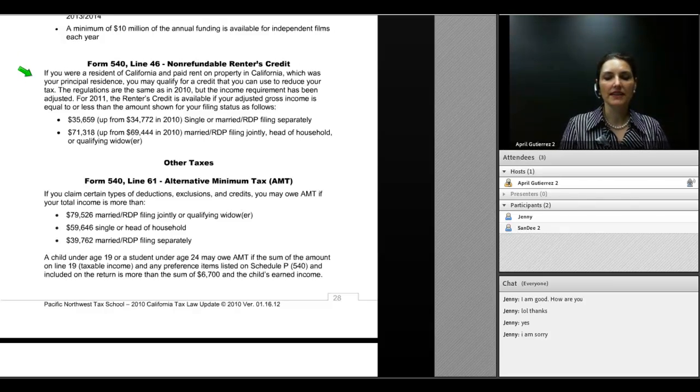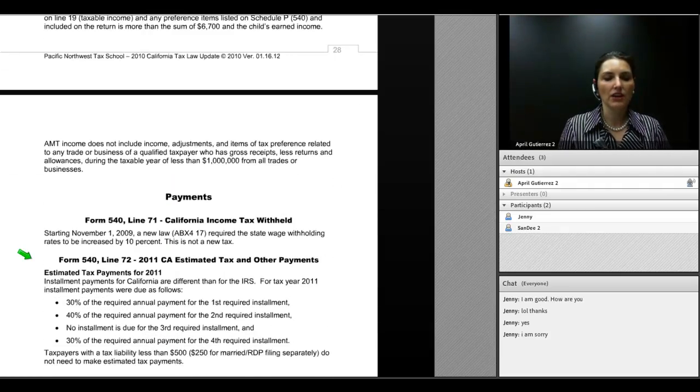Form 540, line 46, non-refundable renter's credit. If you are a resident of California and paid rent on property in California, you may be entitled to this credit, and these are the threshold amounts for claiming that credit in 2011. The alternative minimum tax is another tax that California imposes, and you may owe California AMT if your income exceeds the amount shown here for your filing status.